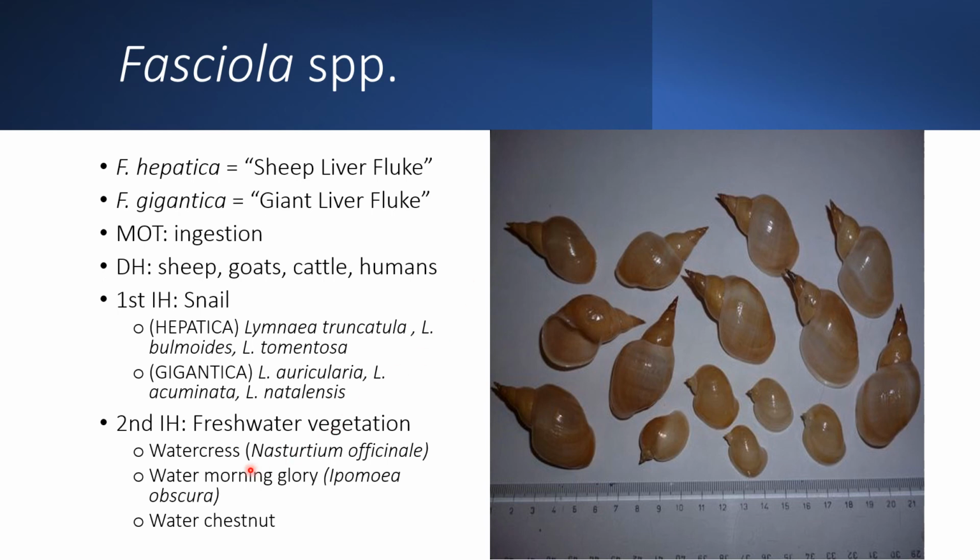So, its second intermediate host, as I have said earlier or previously, Fasciola, it is called Fasciola because it can be acquired as well from freshwater vegetation or bundles of freshwater vegetation. So we have your watercress, Nasturtium officinale, and water morning glory, Ipomoea obscura, and water chestnut. So the habitat of Fasciola, the parasite resides in the liver and biliary passages of the definitive host. Okay?